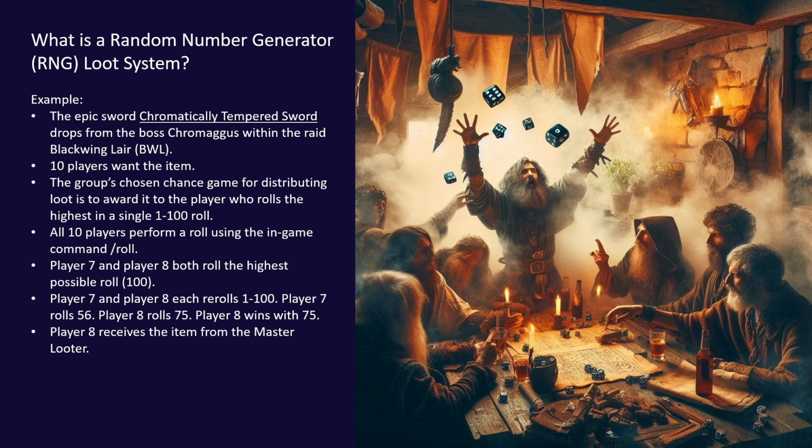Now, because there's a tie between players 7 and 8, they will be required to roll again. So now only players 7 and 8 roll, and player 7 rolls 56, and player 8 rolls 75. 75 is higher than 56, therefore player 8 wins with 75. And then the master looter gives the item to player 8, and player 8 receives the item.